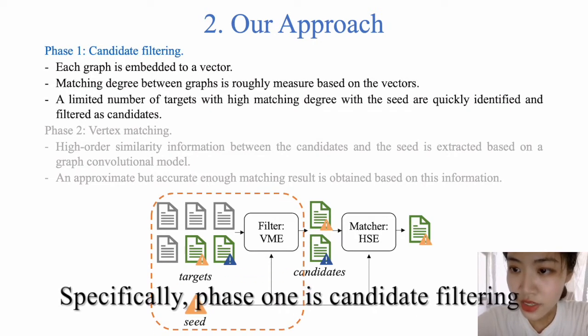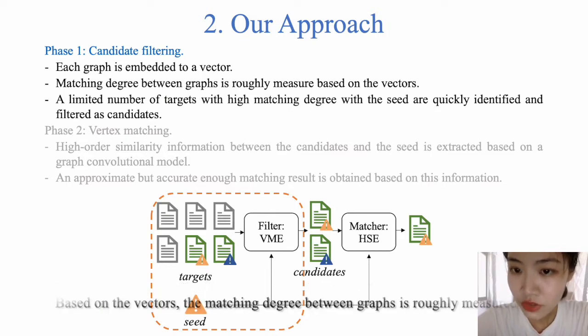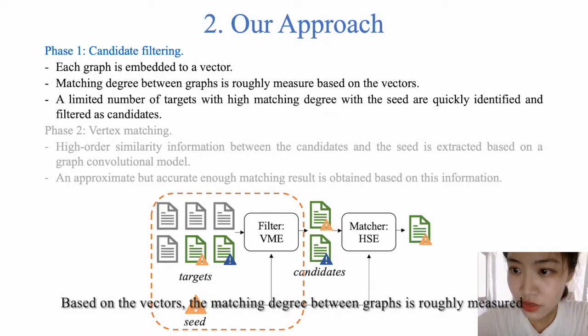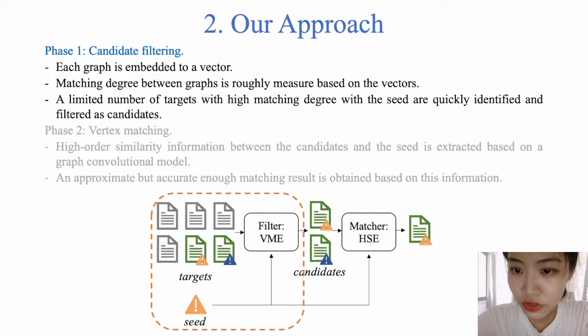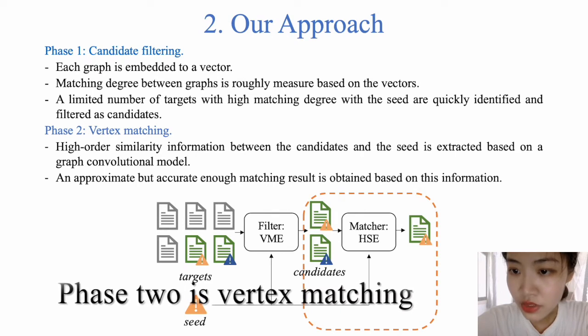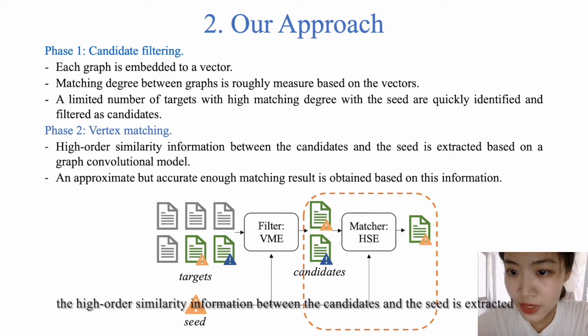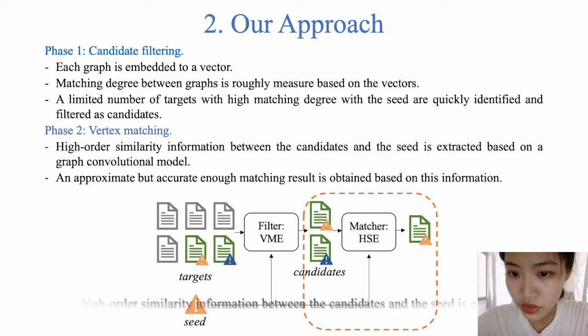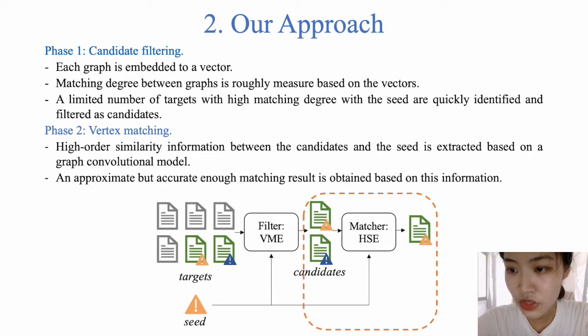Specifically, phase 1 is candidate filtering. Each graph is embedded into a vector. Based on the vectors, the matching degree between graphs is roughly measured, and a limited number of targets with high matching degree with the seed are quickly identified and filtered as candidates. Phase 2 is vertex matching. Based on a graph convolutional model, the high-order similarity information between the candidates and the seed is extracted, and then an approximate but accurate enough matching result is obtained based on this information.